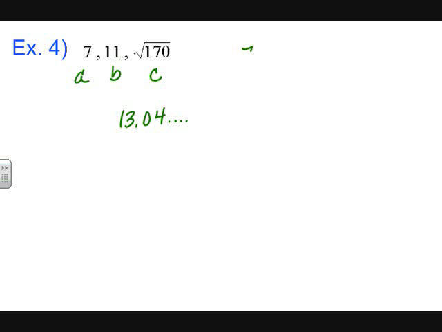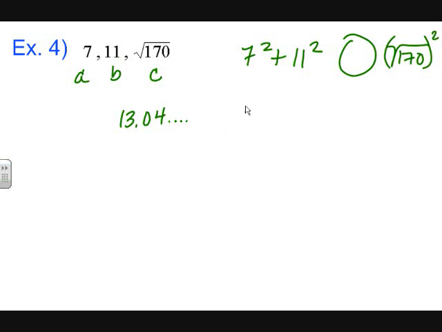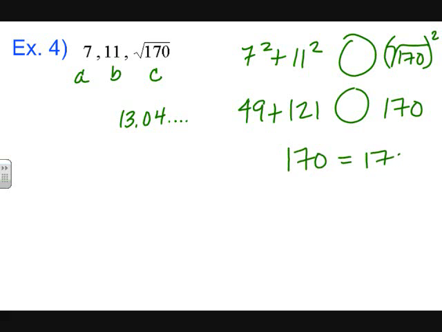So we have 7 squared plus 11 squared. How does that relate to the square root of 170 squared? Well, 7 times 7 is 49. 11 times 11 is 121. The square root of 170 squared, remember, these are opposite of each other, so they undo each other, so that puts us at 170. 49 plus 121 is 170, so since both sides are equal, these are the dimensions of a right triangle. Hope that you can now understand the converse of the theorem and how it applies.